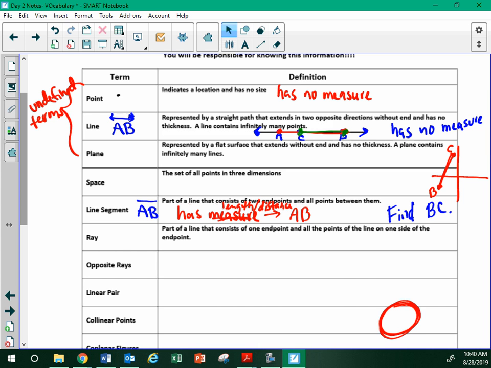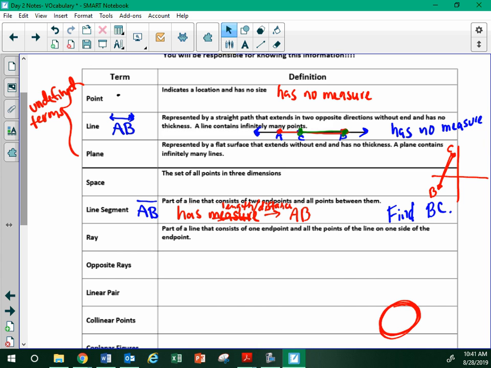So this could be a plane. I could have this as a plane. This is a plane. Infinite planes in space. I have the ceiling as a plane. The front wall as a plane. I could have this plane cutting through this plane. So again, just a flat surface.